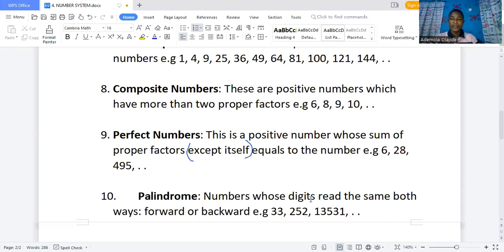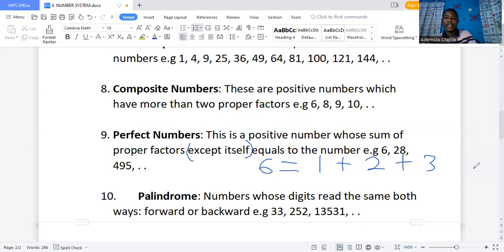For example, what are the proper factors of 6? The proper factors of 6 are 1, 2, 3. But if you sum these proper factors together, it will still give you that 6 back. 1 plus 2 plus 3 will give you 6 back.